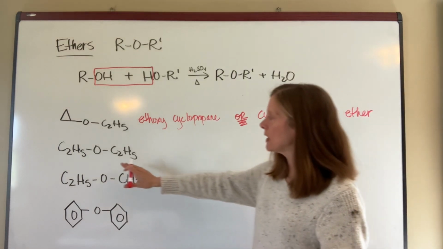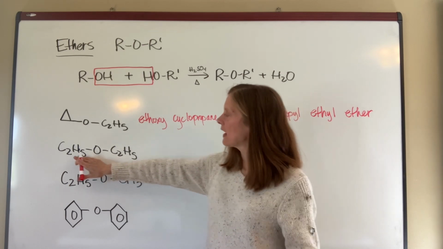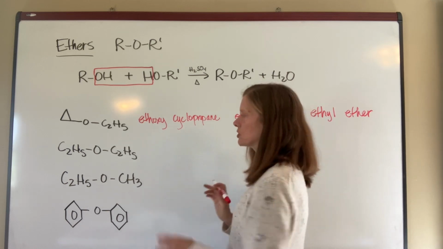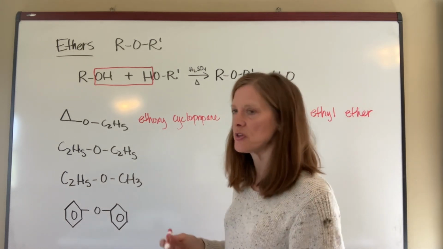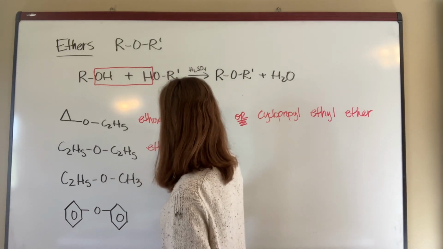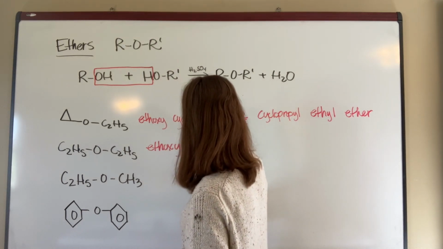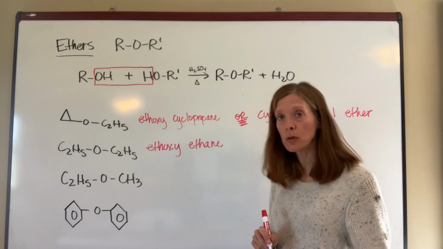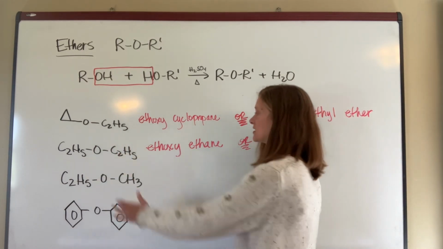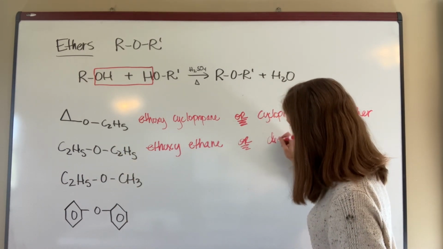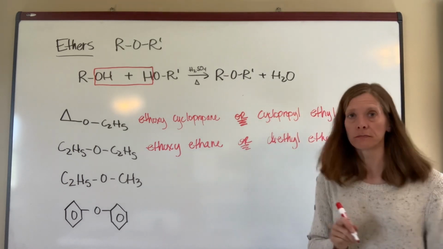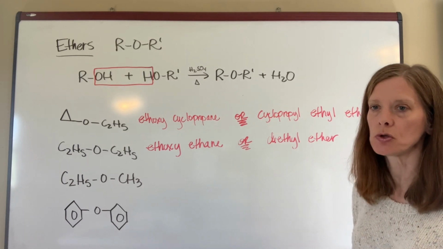Okay, so here, this is an example where I have the same group on each side. So if I use the first convention, I would name this as ethoxy ethane. So that's one way to name it. Or I could name it, since there are two of the same, as diethyl ether. Okay, again, either one is fine, whichever one you like.